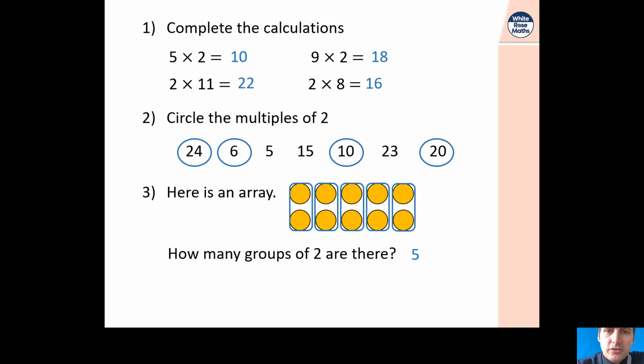Okay, working through those. The answers for the first question were 10, 22, 18, and 16. The correct multiples of 2 were 24, 6, 10, and 20. We noticed that the odd values in the ones column, so 5, 5, and 3, tell us that those were not multiples of 2. And then our array question, we can see there were 5 groups of 2 there. Okay, so well done if you've worked through those.